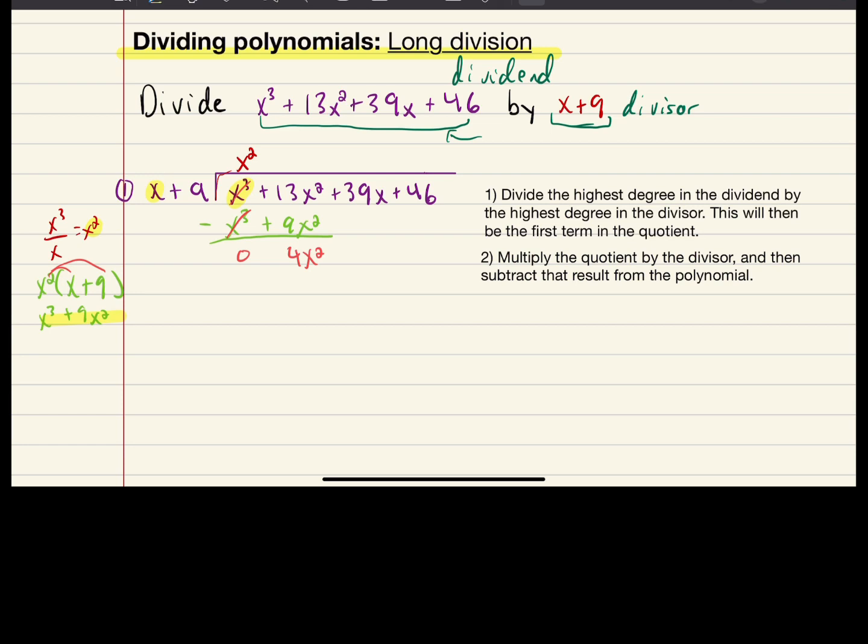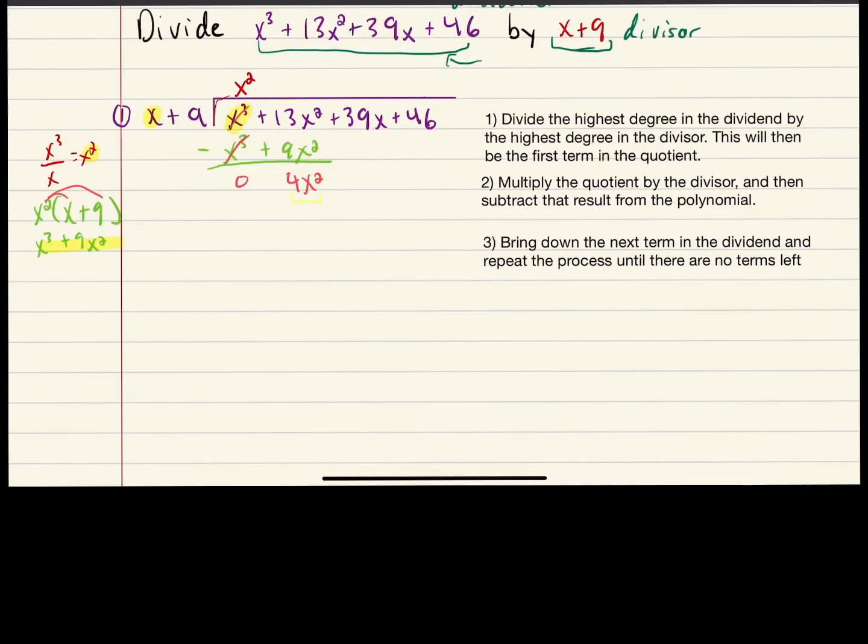Now with this value, we're going to repeat the process. The final step is that we're going to bring down the next term in the dividend and repeat the process, that's steps 1 and 2, until there are no terms left. So I'm going to bring the 39 down here, so it's plus 39x. And then I'm going to repeat steps 1 and 2, and keep doing this until there are no terms left.